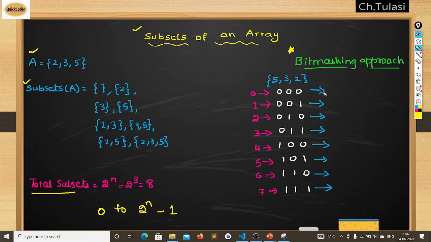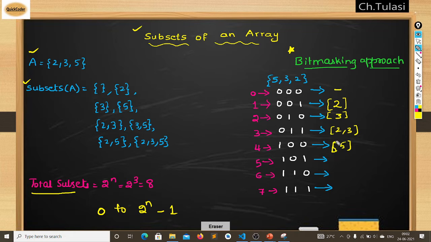Now, what are the subsets? How can we find them here? In the binary representation, where the 1 occurs, we should include that element. See here, no 1 occurs, so there will be an empty set. Here 2 is included, so 2 is one set, and here at the 3 position 1 is there, so it is 3. This is another set, and here 2 and 3 are there. Here only 5 is there, so 5.